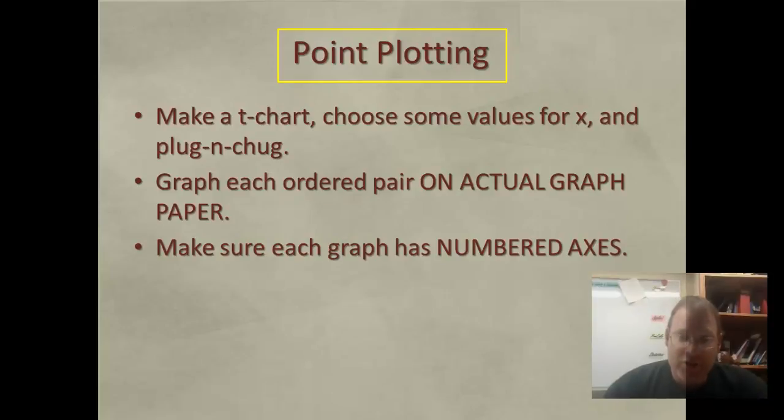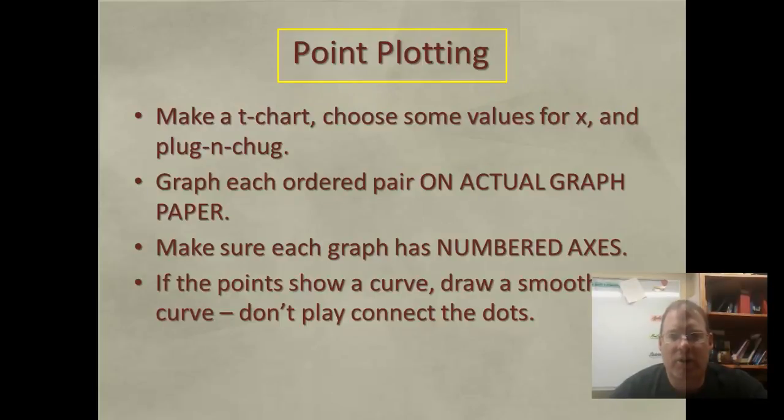Make sure that each graph has numbered axes. Now you don't have to number every single line. Every second line might work. Every third line depends on the graph. And don't add your own lines to the graph. If the lines that are there go up by 2 and it's numbered as such, that's all I need. I don't need you to draw actual lines in between each of them. Just use the graph paper as it is.